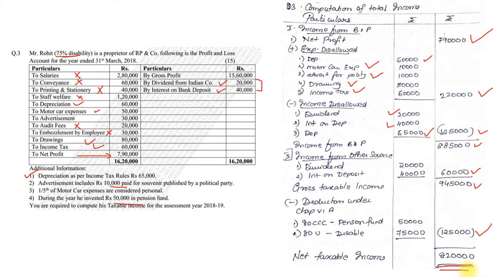Okay, so this was the third sum which was there in this question paper. I hope everyone has understood that. Chalo, next.